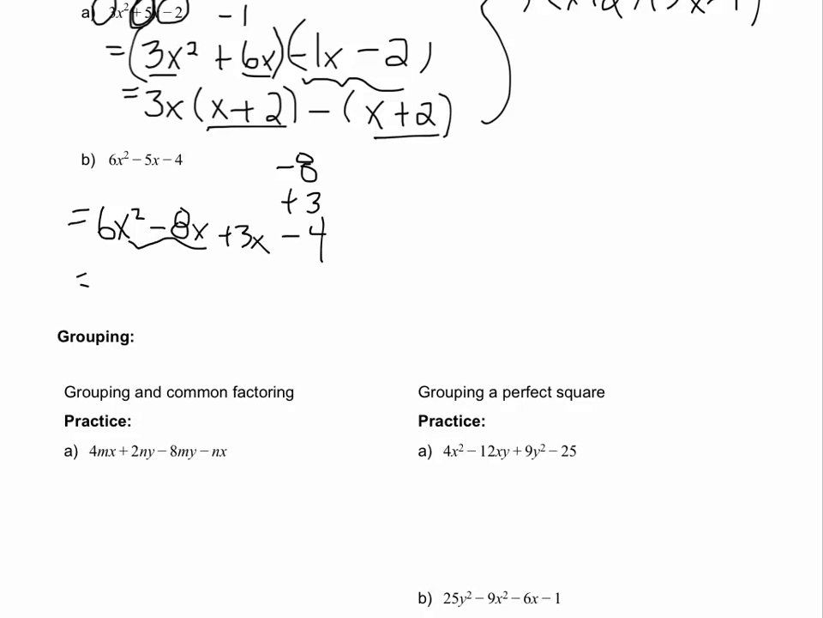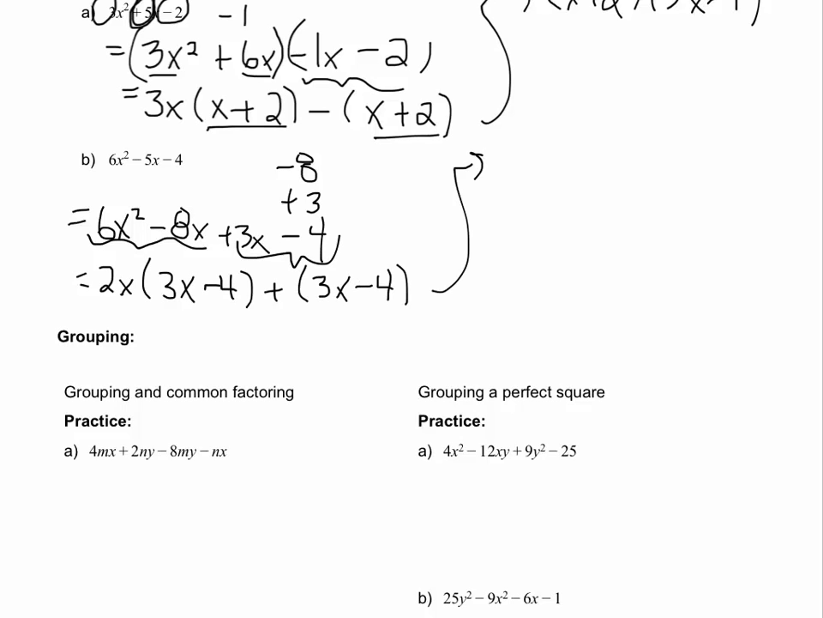Grouping out of these two terms, we've got a 2x common. We'd be left with 3x minus 4. The only thing common between them is 1, so we're left with a 3x minus 4. And then grouping our common terms, we'd have 3x minus 4, and we have 2x plus 1 left over.